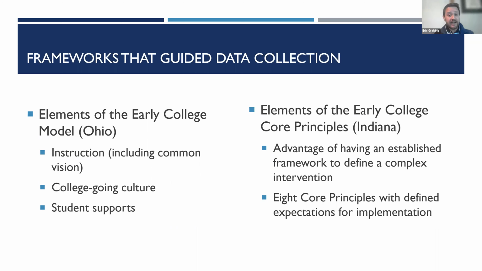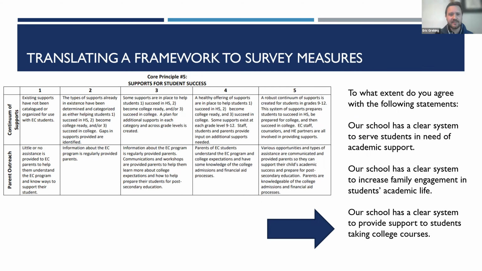For the Rural Early College Network program that we're evaluating in Indiana, they had the advantage of having an established framework of 8 core principles. And coupled with that was a rubric that defined what those core principles were and defined different levels of implementation there. And I wanted to share with you here that this is the rubric from CEL for one of those core principles. This is their Supports for Student Success core principle. So this tool, the rubric itself, was used for schools to self-assess and sort of benchmark their own improvement.